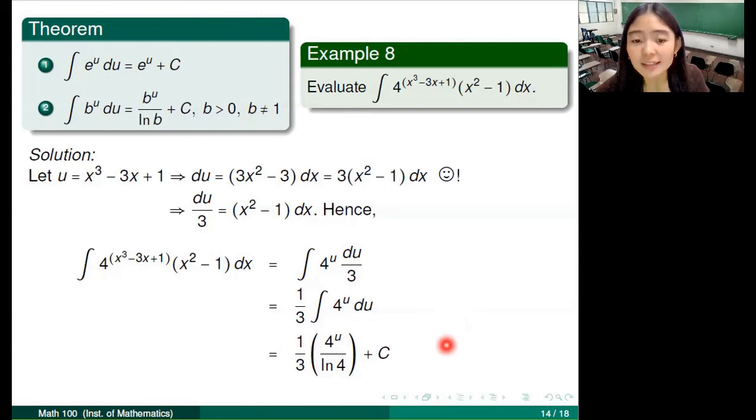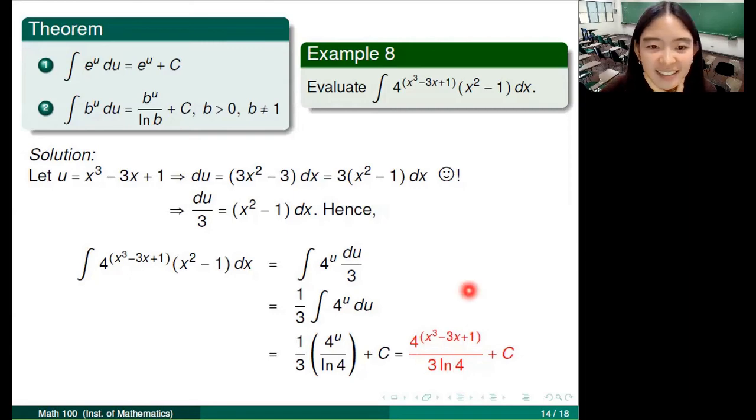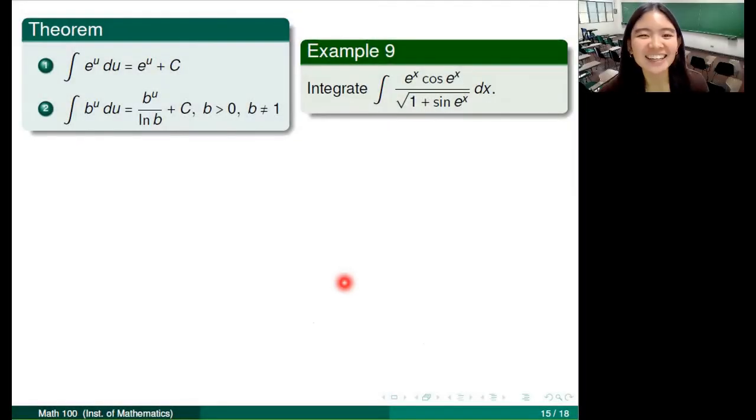Okay. And then, like yung ginawa lang natin sa previous examples, pag tayo ay nag-u-sub, we have to bring back dun sa original natin na variable x yung final answer natin. Okay, so ito ang final answer. Ayun, kayang-kaya. Next.